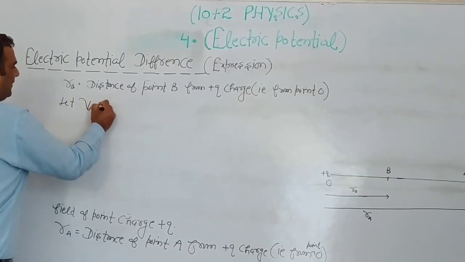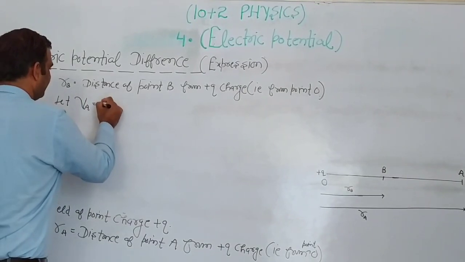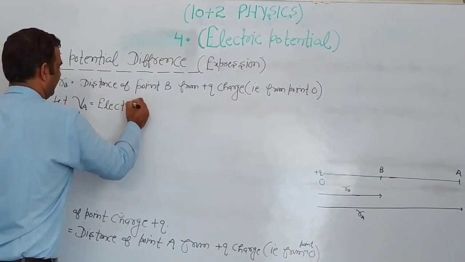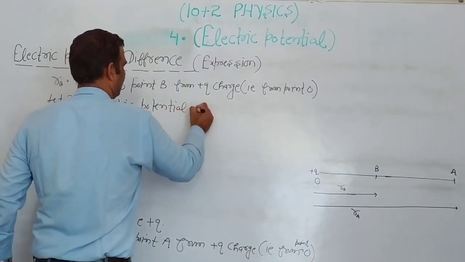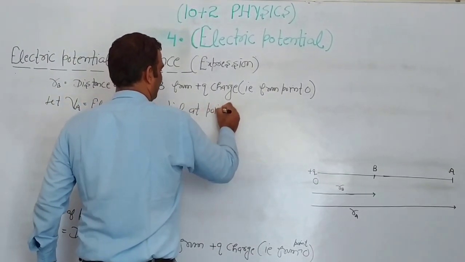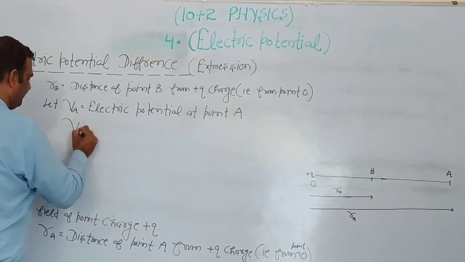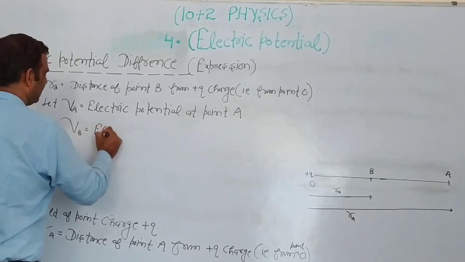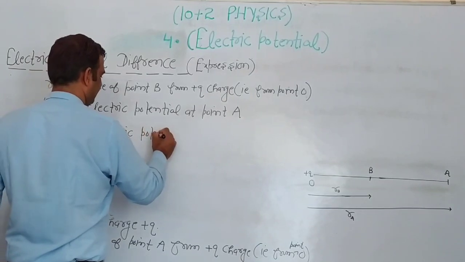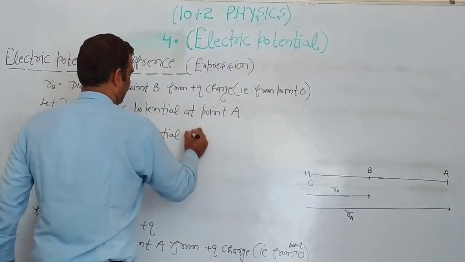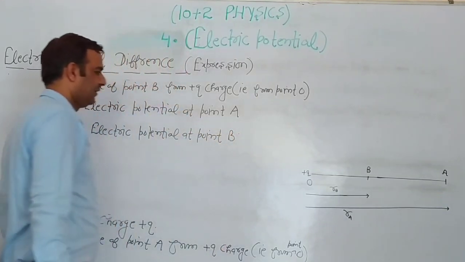So what definition? You can say that VA, what is VA? Electric potential at point A. VB, electric potential at point B.